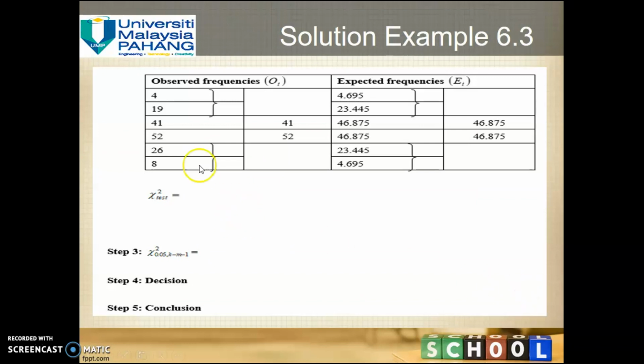Before step 2, chi-square, we have to know what our E is. So all the E are given here, and then we need to check whether E is less than 5 or not. In this case, the first E, E1, is less than 5. So what to do? Combine with the next category. And then we have another one here, the last category is less than 5, so we combine with the category before that. After you do that, calculate the chi-square, and then you can proceed.